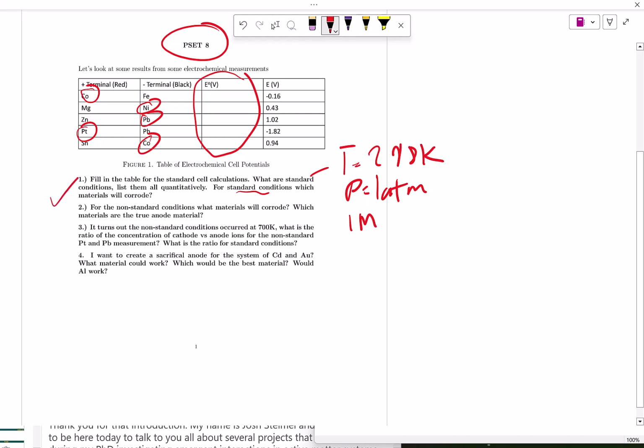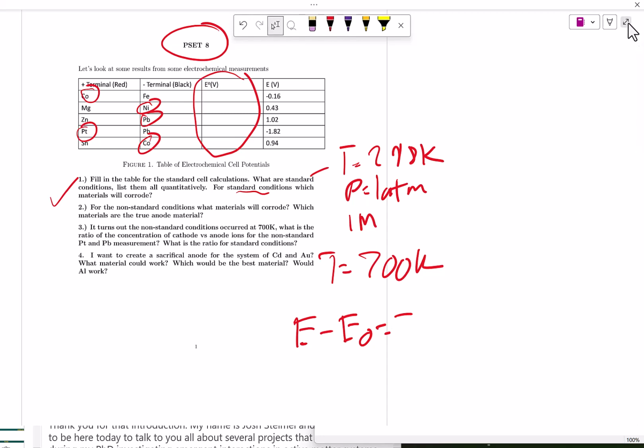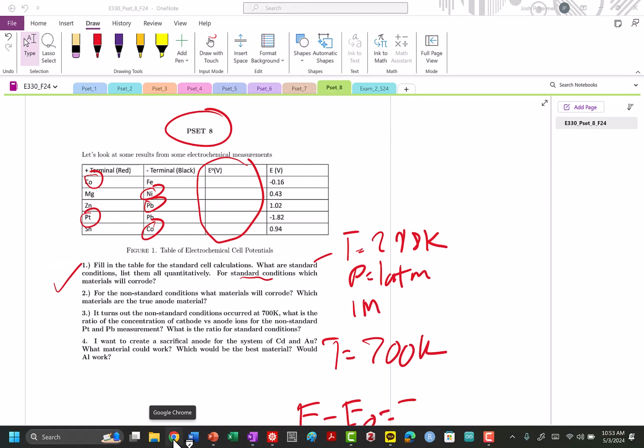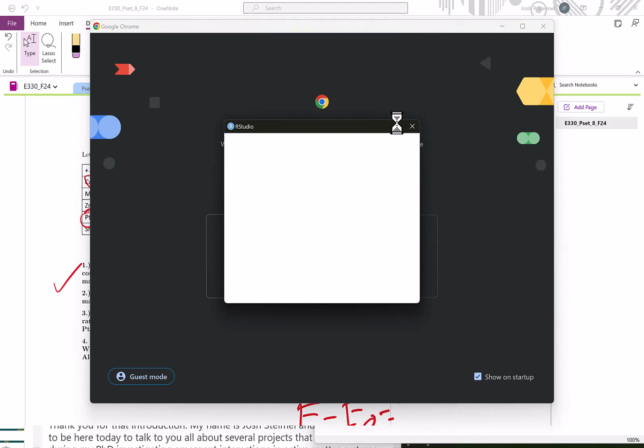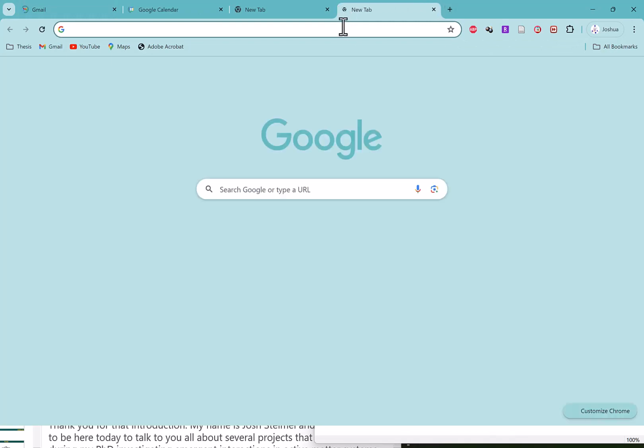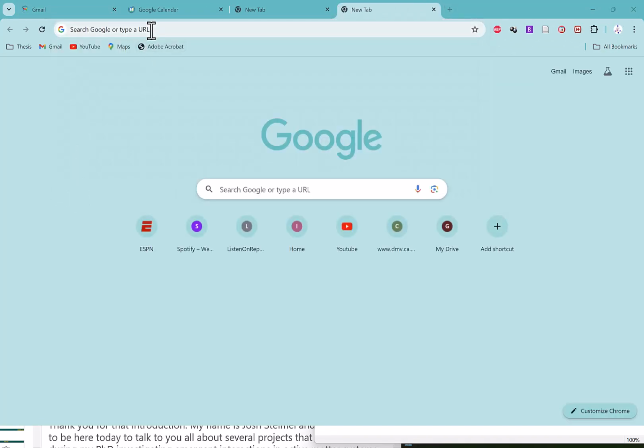Excellent. It turns out non-standard conditions occur at 700 K, so we're going to have to use our E minus E naught equals minus... I always forget this. Not necessarily forget, but we'll use this as an opportunity to look at our textbook. We have a textbook in this course. You can look at LibreTexts. It is a free textbook for you to utilize.